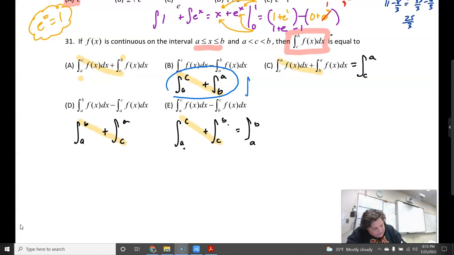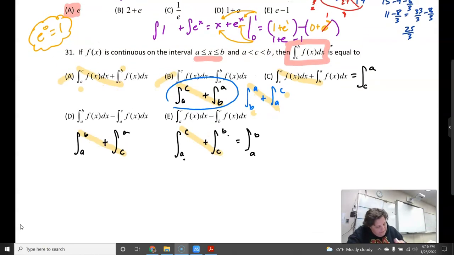And I can flip it to B to A to C, A's match up, B to C. But this one's C to B, so that's still not good. All right? This, it didn't match up. That was no good. That did not match up, so we're K.